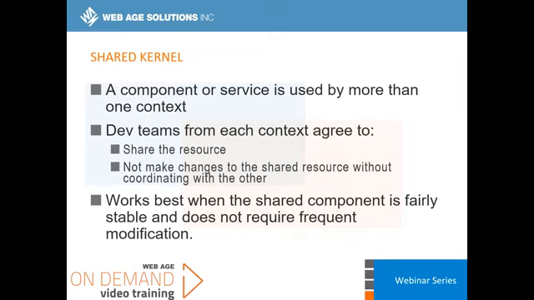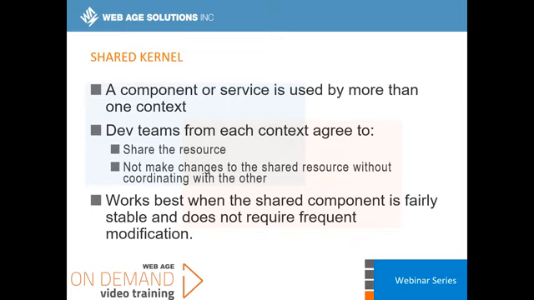So the next mapping type is a shared kernel, and so a component or a piece of data or a service is used by more than one context. Okay, and so because it's the same, the answer to our question of is it the same is yes. Then the two dev teams agree that we need to extract the resource into its own bounded context, and then share that between the two dev teams.